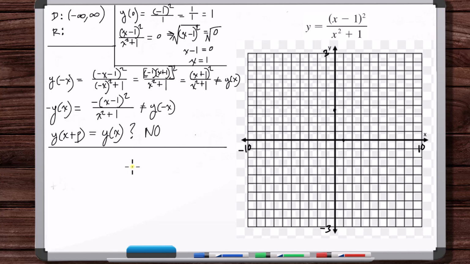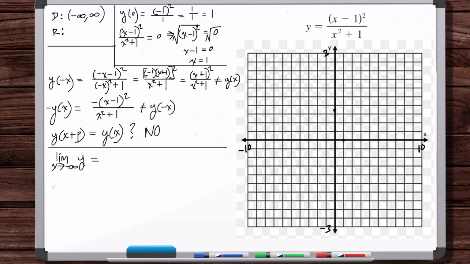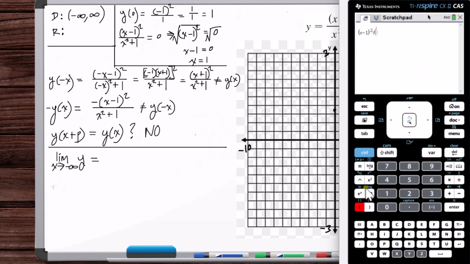All right. Now let's check endpoint behavior. How do you check endpoint behavior? You come to the domain and take the limit as x approaches the endpoints. So what is the limit as x approaches negative infinity of y? Okay, so we've got x minus 1 squared divided by x squared plus 1.